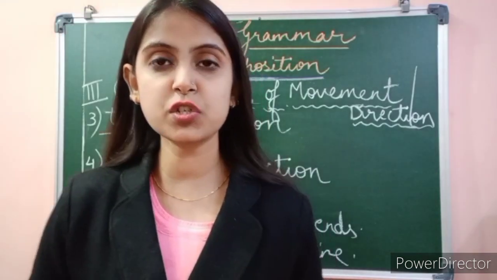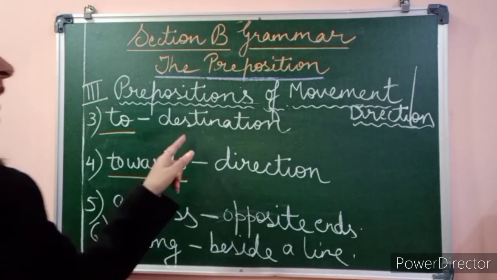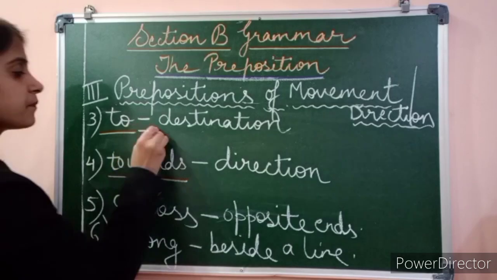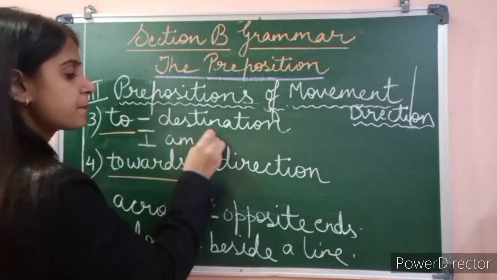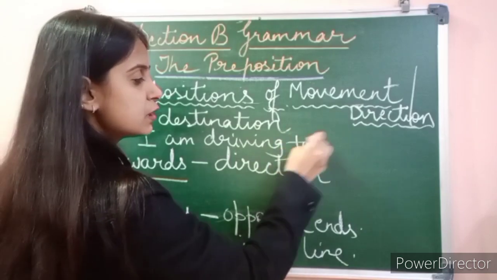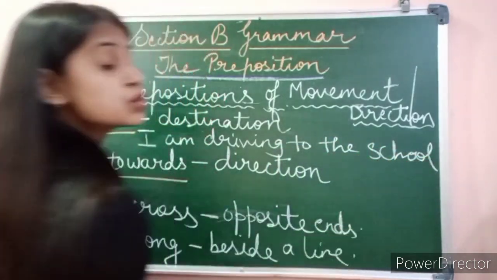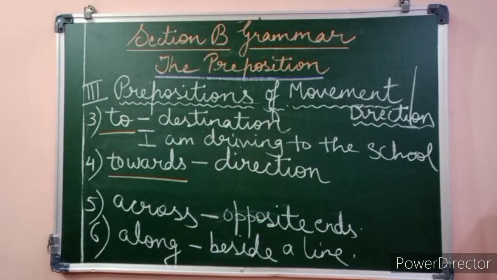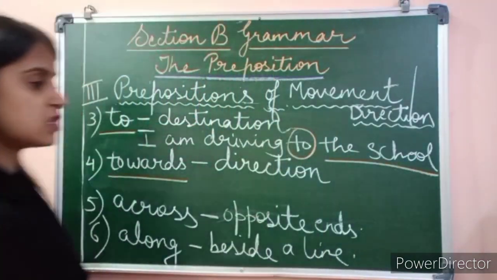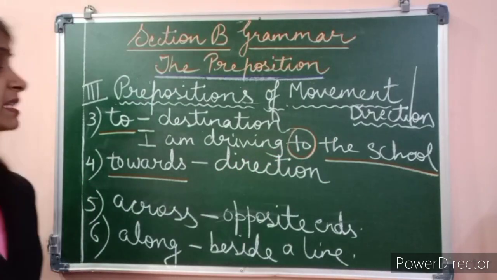The next preposition is to. To is used when we talk about destination. Right? For example, I am driving to the school. Okay, so school is the destination. I know that I have to go to school. So I have used the preposition to show the destination. Right?